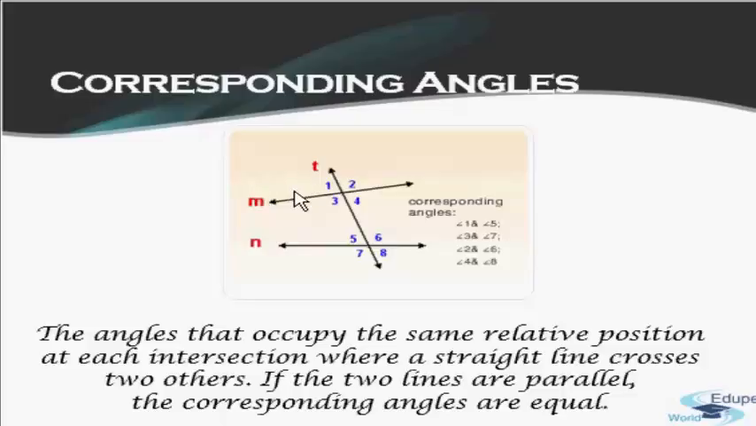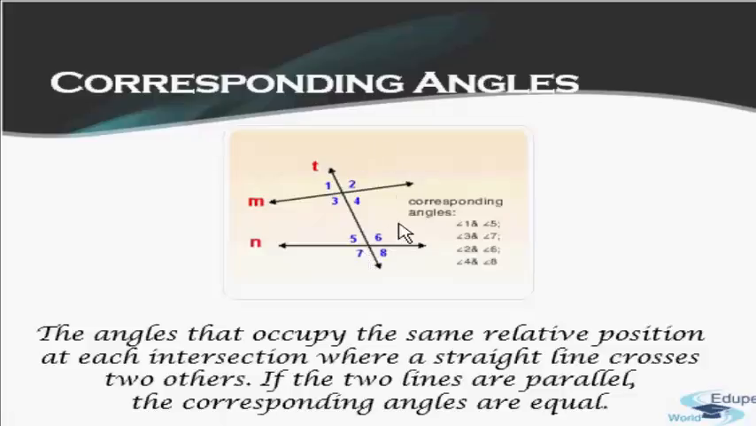So if you look at these two lines over here, and this line passes through them, as you can see, 1 and 5 are corresponding. Why? Because they are both on the same side, in the same relative position with respect to the intersection of this line on these two lines. There are basically 8 angles, so you're going to get 4 pairs of corresponding angles. Over here 1 and 5 are corresponding angles, 3 and 7 are corresponding angles, 2 and 6 are, and 4 and 8.